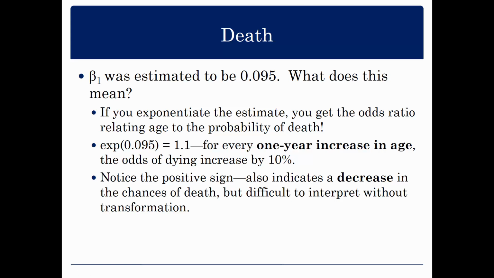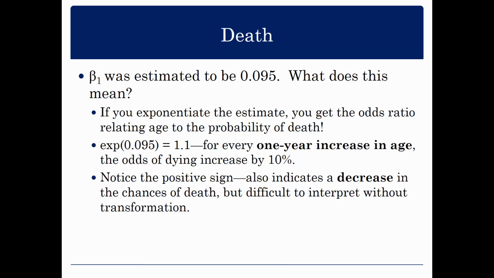Suppose we fit the model to this data and we get an estimate of beta 1, which is the slope in that model, of 0.095. So I know there's increasing risk because it's positive. But it's actually kind of close to 0, so there's not a huge increase in risk like we saw before, because this is 0.095. It's almost 0. So what does this mean? Exponentiate it, we get the odds ratio that relates age to the probability of death. So if I exponentiate that, I get 1.1.